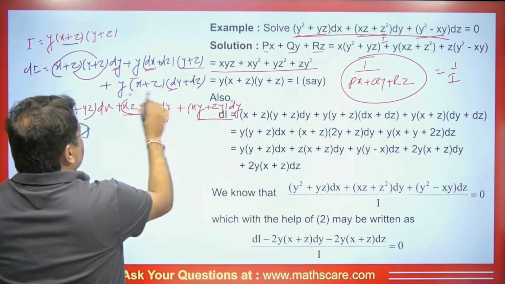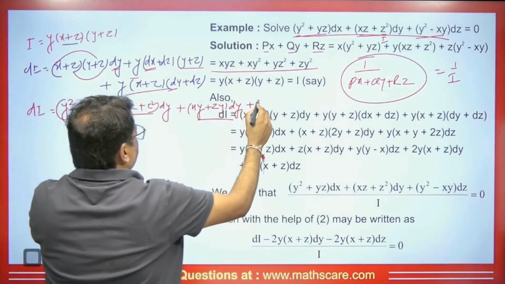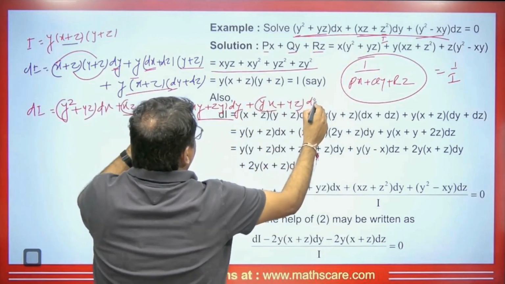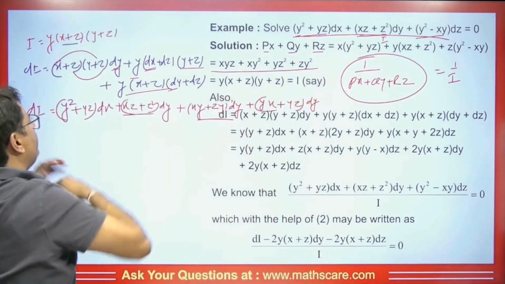And let's write it down, this remaining dy as well, to solve it easily. This will become (yx + yz) dy. Now this dy is done here. Is it clear? Now let's talk about the dz term.